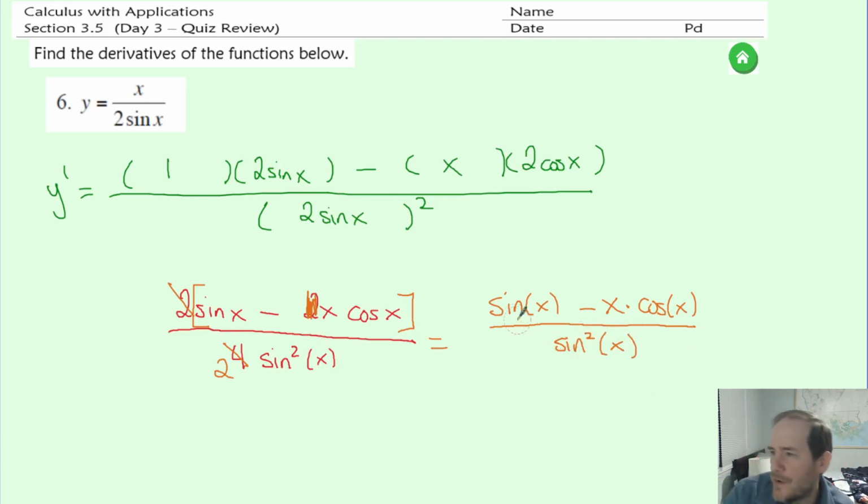And no, I can't really make this any better. Although, could I? Maybe I changed my mind. Maybe I can. Because maybe if I divide these, that gives me 1 over sine of x, because the 1 cancels the 1. But 1 over sine of x is cosecant of x. And then if I subtract from that, I'd have an x cosine x over sine squared x.